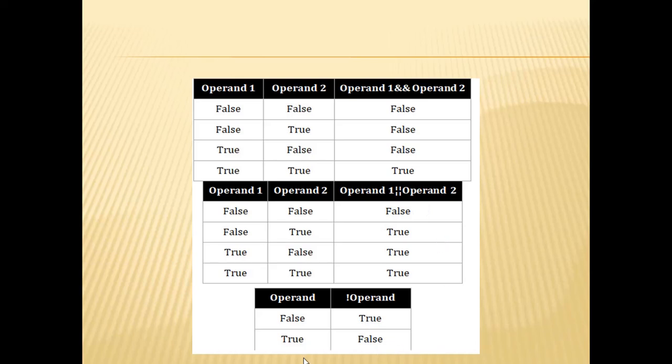And next is the logical NOT operator. NOT is nothing but the inverse of the input. If the operand is false, the logical NOT operation will give true. If the operand is true, then the logical NOT operation will give false. It is the inverse: if it is false, it gives true; if it is true, it gives false. This is the logical NOT operation.